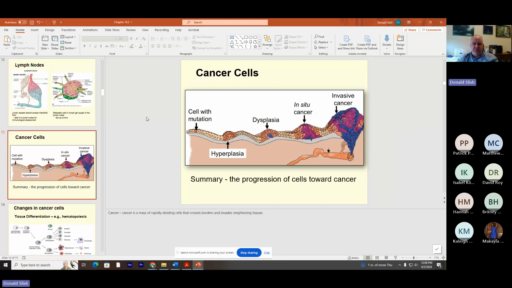Okay, cancer cells. This is just a review of what I said. You've got normal cells, and a cell gets a mutation. It starts to divide. It becomes a hyperplasia, too many cells. Dysplasia, weird cells and too many of them. And then they become cancerous, cancer in situ because it hasn't crossed the BM. And then invasive cancer crosses the BM and then possibly metastasizes.